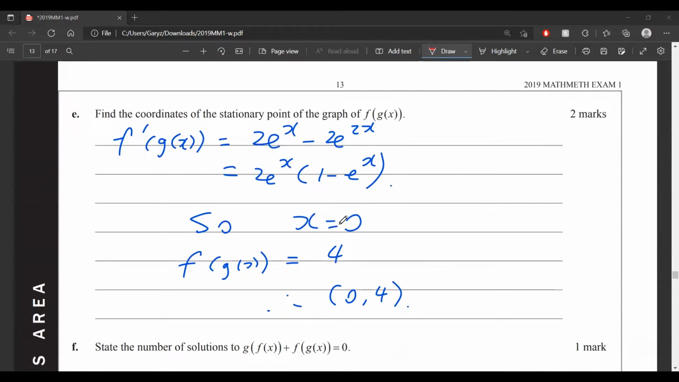And next question is asking to find the coordinates of the stationary point of that. So again, we take the derivative, we make the derivative equal to 0, right? So 0 is equal to this, and the only possibility is when x is 0, this part would be 0 because 1 minus e to the power of 0 is 0. And of course, after we sub 0 into f of g of x, we get (0, 4) as our stationary point.